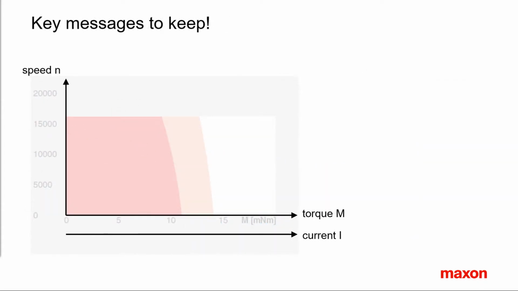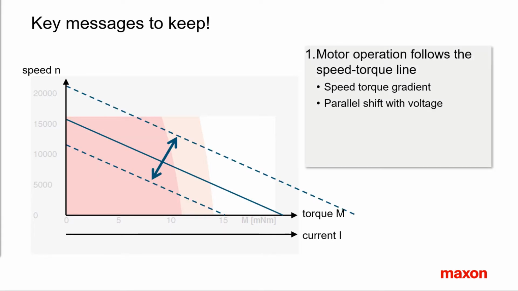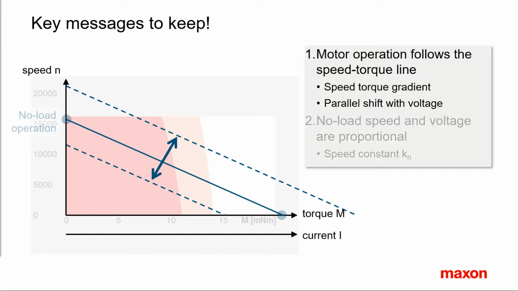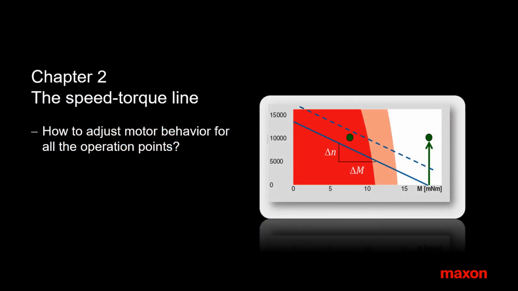The key messages about motor behavior are: motor operation is linear. It follows the speed-torque line, which is characterized by the speed-torque gradient. The line shifts in parallel upon voltage changes. No-load speed is proportional to the applied voltage, with the speed constant Kn as the proportionality constant. That's it, the chapter about motor behavior. You can find chapters 1 and 3 in separate video tutorials. They explain motor operating ranges and the properties of the winding series.